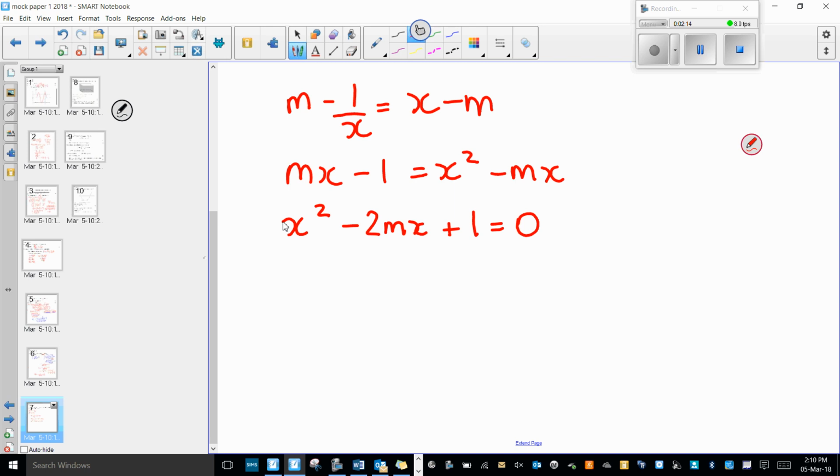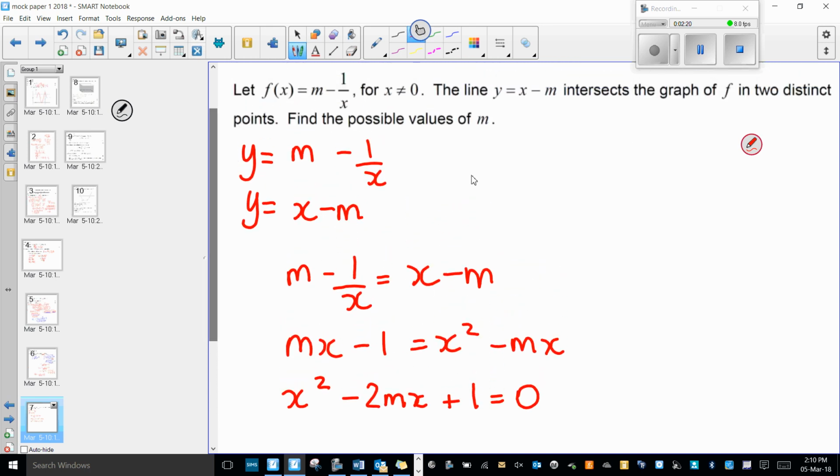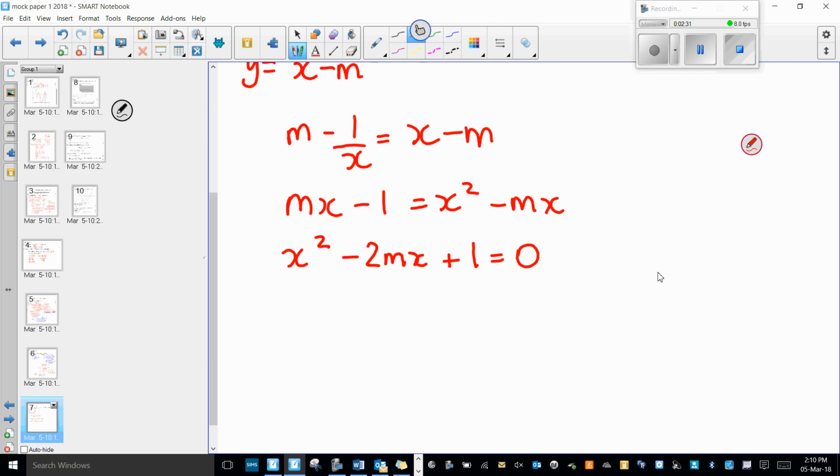So we go back up to the original question where it starts talking about something that you have to remember. Here it says that there are two distinct points. So this is where we have to remember what tells us about the number of points we're going to have. b squared minus 4ac. What's that known as? The discriminant. Good. So we're going to write the words two different points.